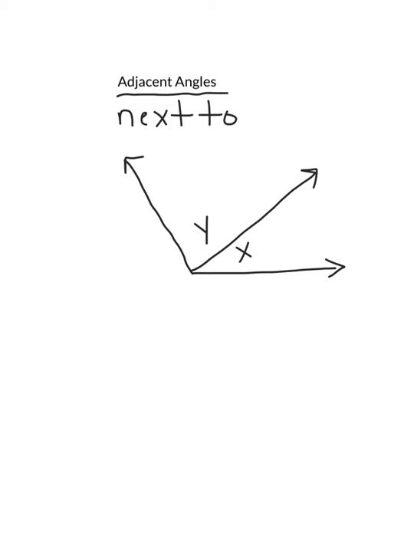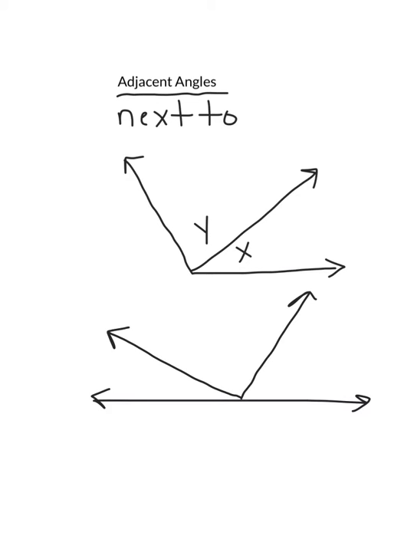Okay, then let me draw something different now. Let me draw a line and let me break it up into 3 angles. Let's go here and let's go here. And I'm going to call this angle A, B, and C. Angle A right here is adjacent to angle B. Angle B is adjacent to angle C. But angle A is not adjacent to angle C. They are not next to each other.